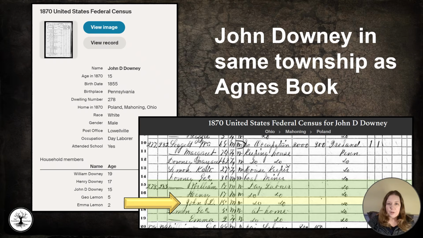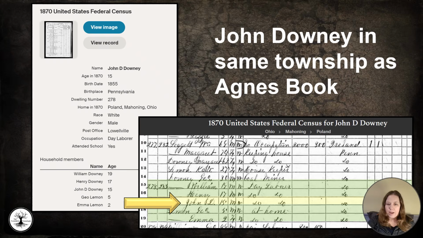So we've got a 15-year-old John D. Downey living with 17-year-old Henry Downey and 17-year-old William Downey. They're all day laborers and all born in Pennsylvania. The next household up shows George Downey, age 30, a coal miner, and Kate Lemon, 27, single mother of the other two children, possibly. There's also a Margaret Downey in the household, age 74. Could that be a grandma? And this is illustrating, too, that you need to open up the image so that you can see those other Downeys in the household next door.